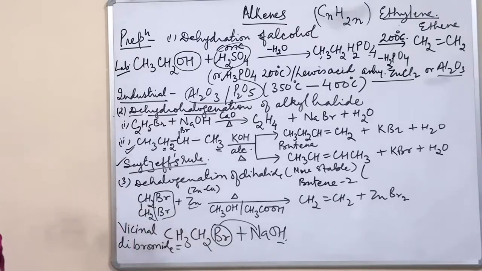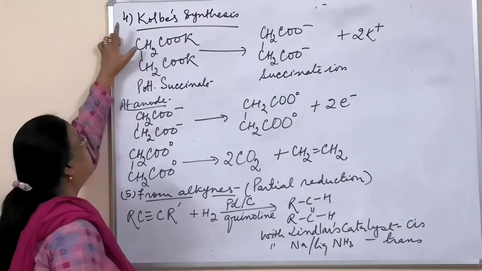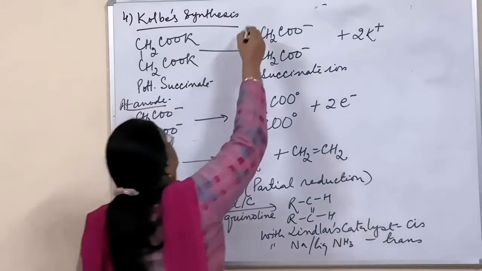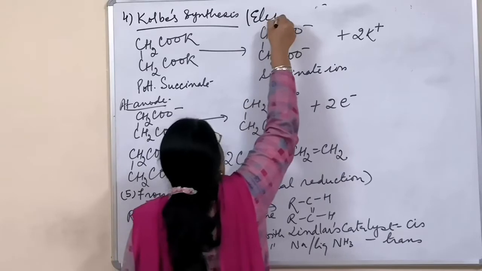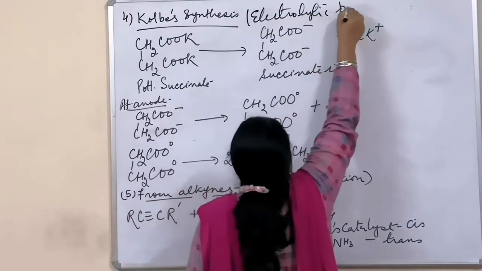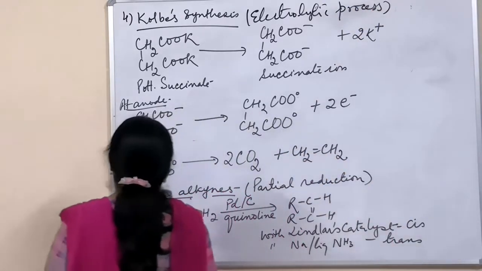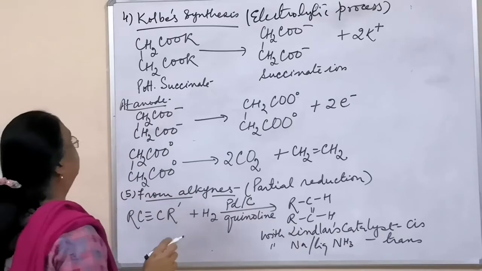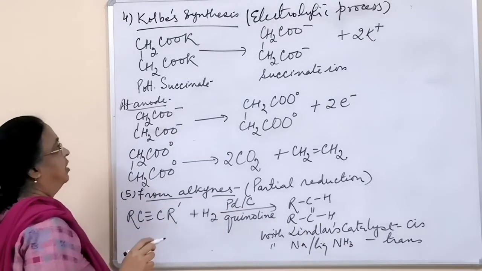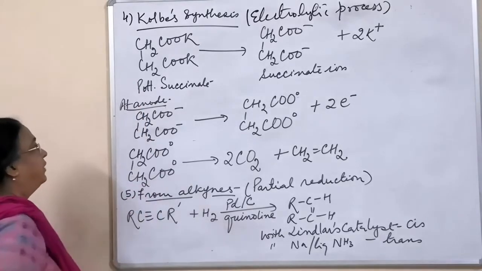So these are the three methods of the preparation of alkene. Then the next method of preparation, Kolbe's synthesis. This is also called the electrolytic process, and you have seen this in alkane also, and you will again see this in the alkyne chapter. So Kolbe's synthesis is an electrolytic process for the preparation of alkane, alkene and alkyne, but the starting compounds are different.